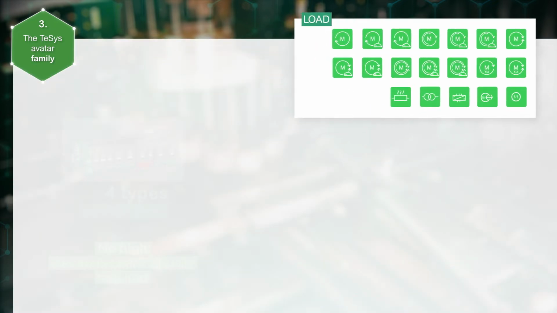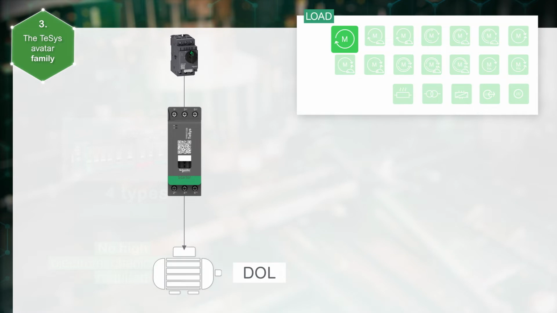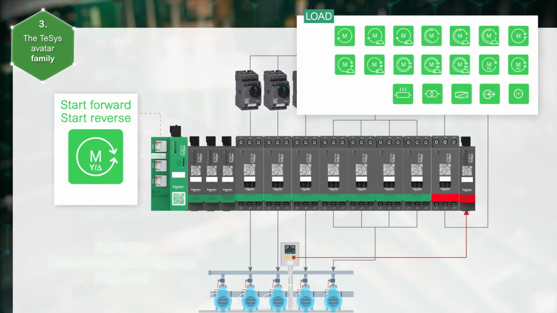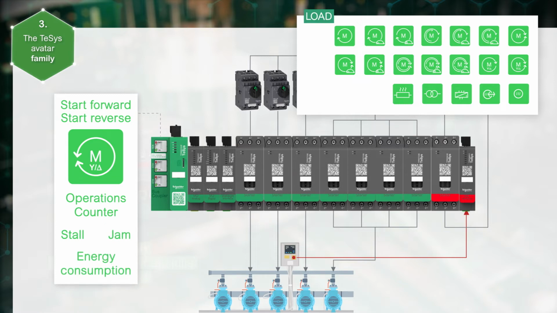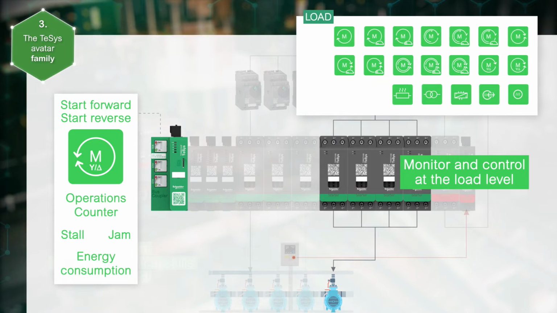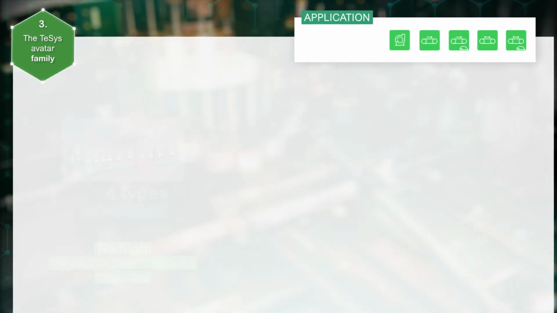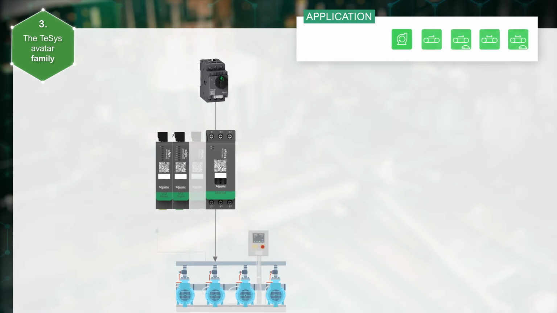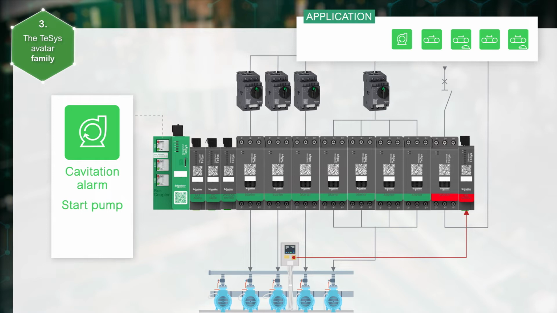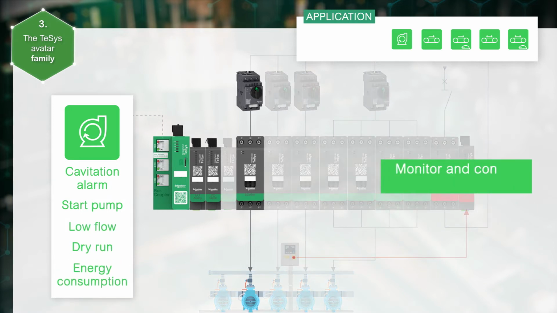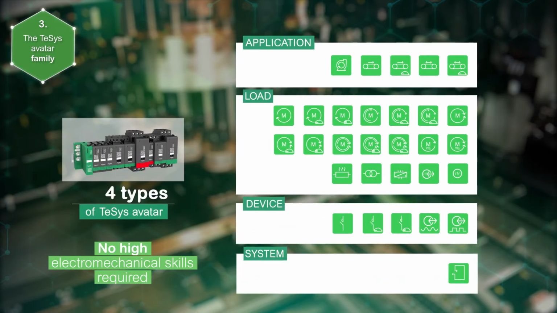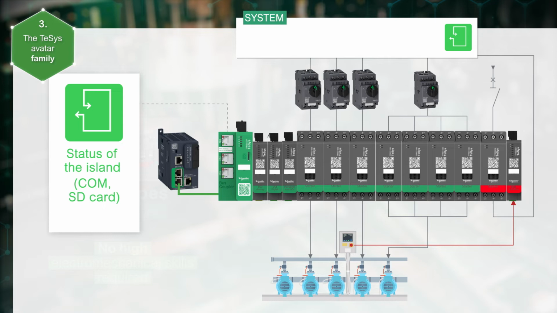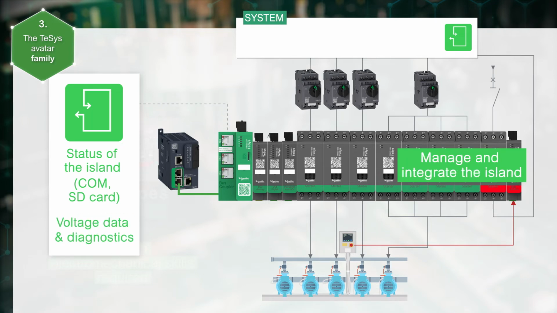A load avatar represents a module's operation as it relates to a specific load. When load avatars are used, the island applies a number of appropriate modules along with operating characteristics to serve the load type. A load avatar manages directly control of the load connected to the island. An application avatar represents the application. When application avatars are used, the island applies a number of appropriate modules along with operating characteristics to serve the application type. The system avatar is used to integrate and manage the island. By default, it is delivered with TeSys Island Load Management Solution.